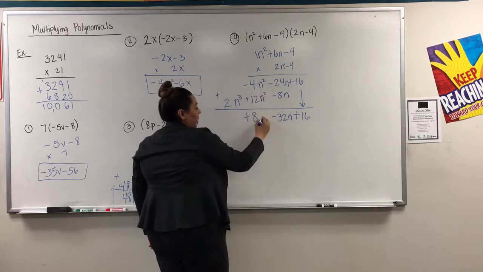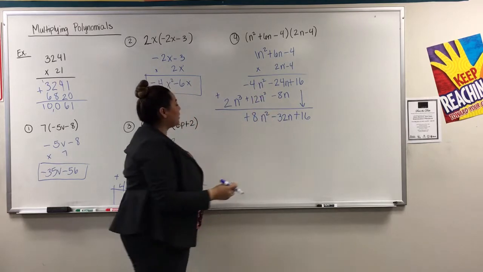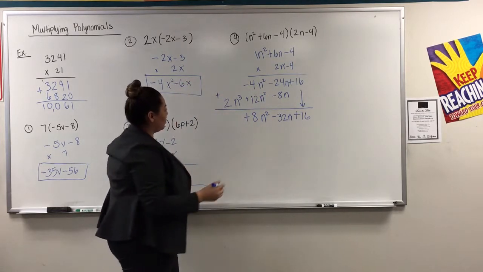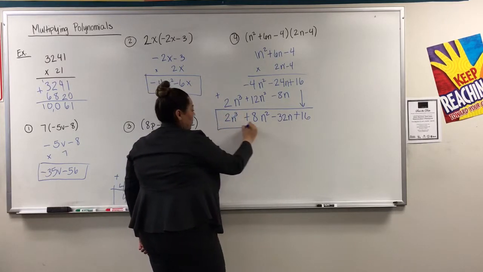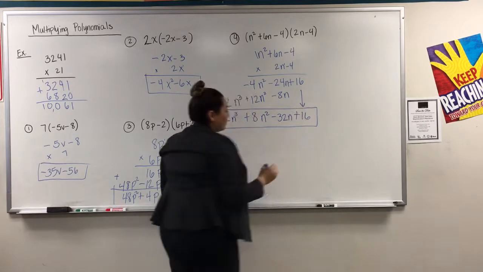8 what? What are we talking about? N squared. And then this one, we don't have nothing to combine it with, so we just drop it down. It'll be 2n to the power of 3. This will be our final answer.